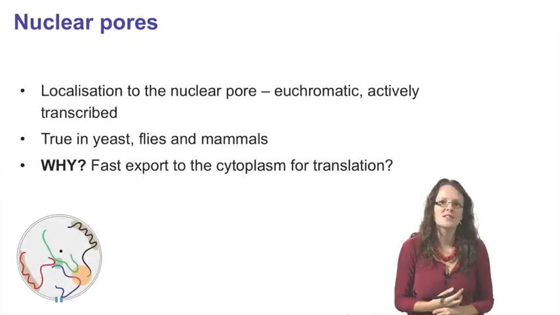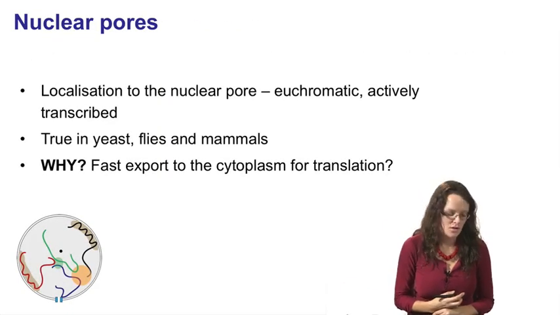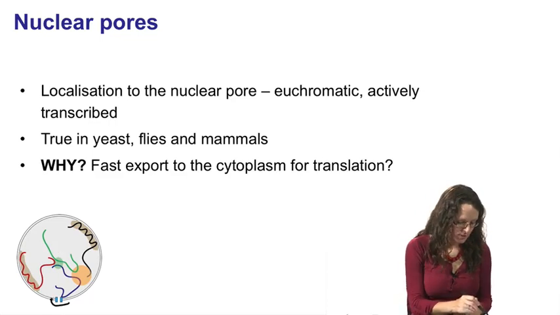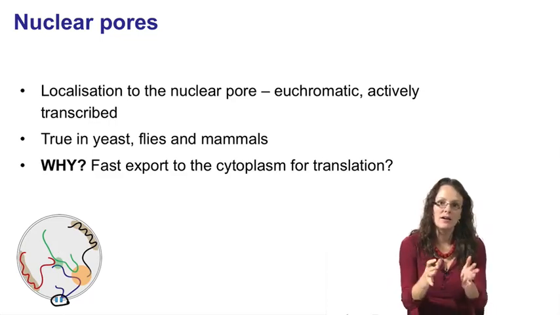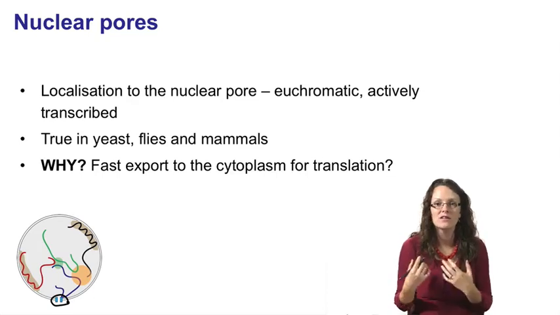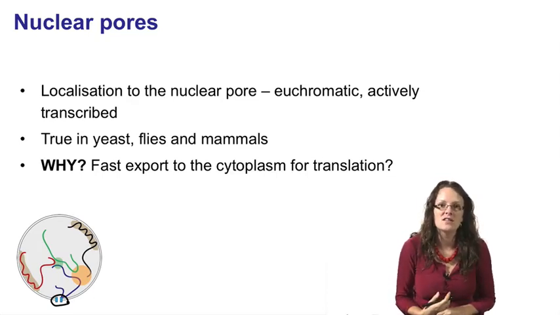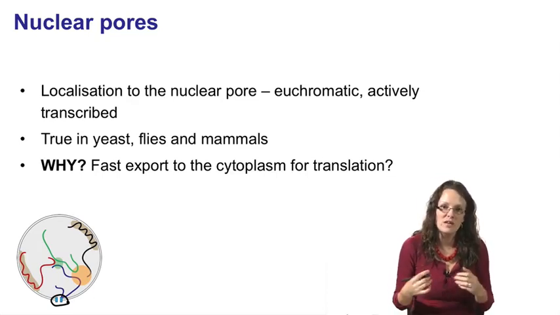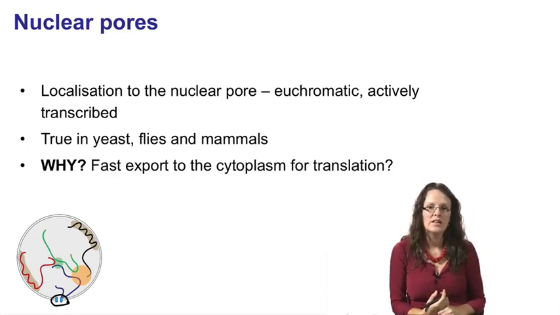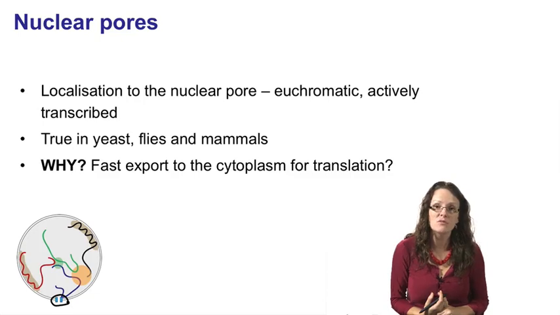If we move on now to the nuclear pore. So the nuclear pore is exactly as it sounds. It's the pore to be able to allow things to get out of the nucleus or to come into the nucleus. But some genes are in fact tethered to the pore, or appear to be tethered to the pore, or located very close to the pore. And these tend to be active genes. It's euchromatin, actively transcribed chromatin.